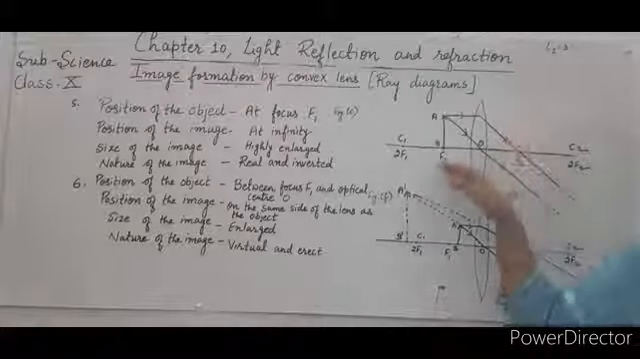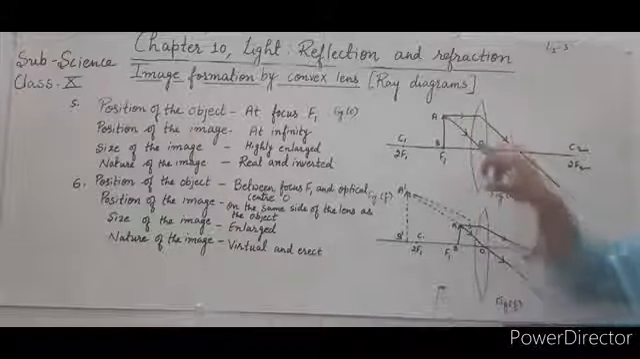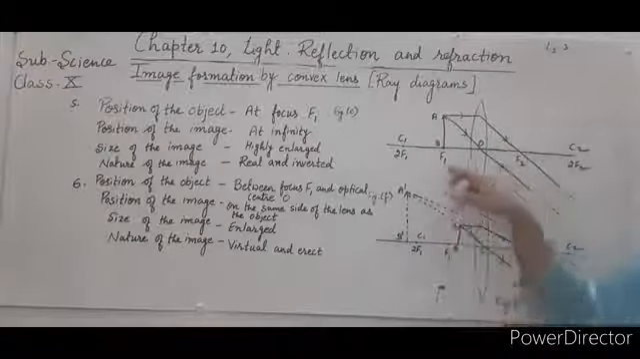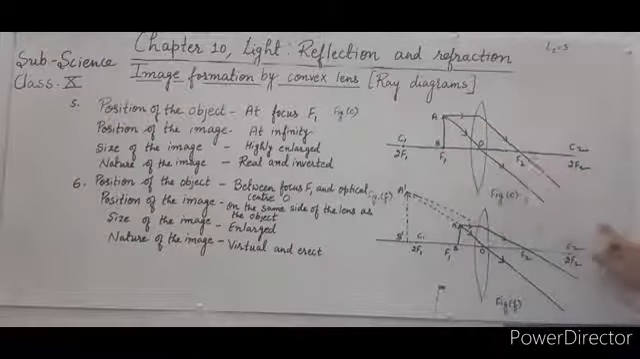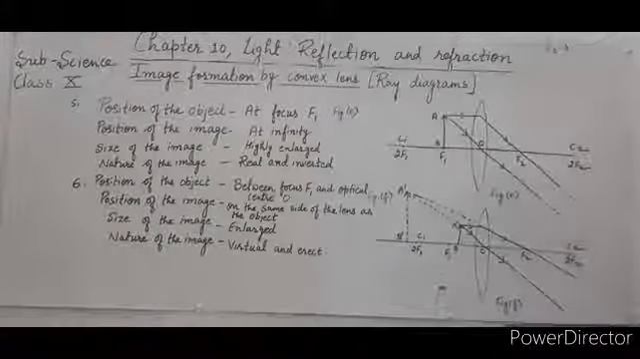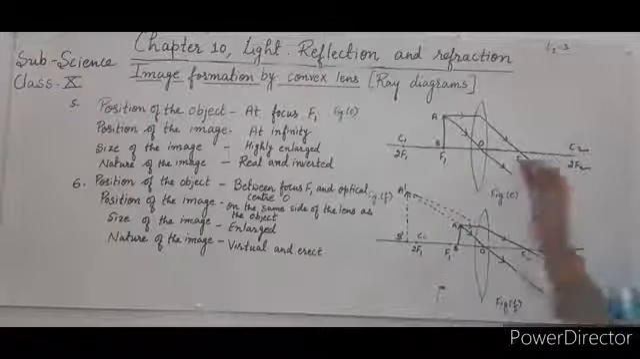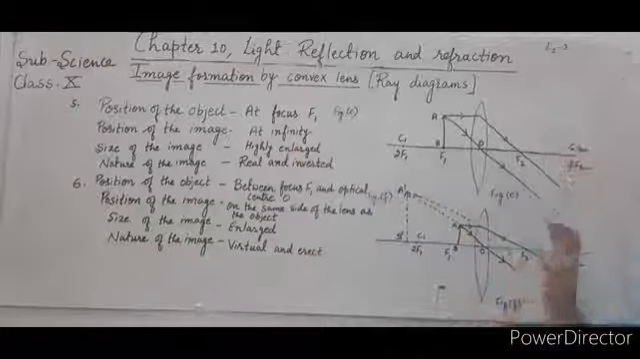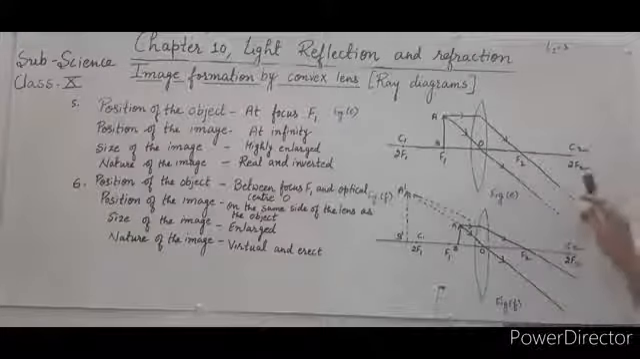This is just the reverse of the first case, when the object is placed at infinite distance and the image forms at principal focus on the other side of the lens. Here the object is at principal focus and the image forms at infinity. The size of the image is highly enlarged. And the nature of the image is real and inverted in this case.